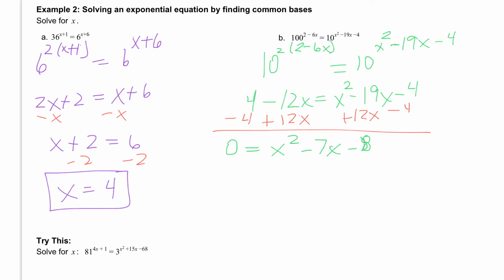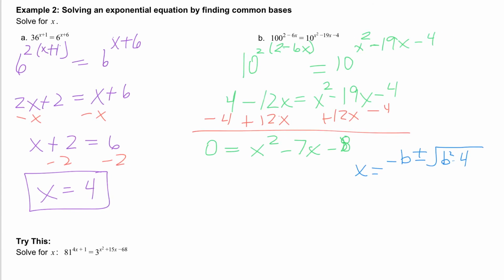And from here I have two options. I can look to factor it, or I can use my quadratic formula. Now, if I use the quadratic formula, let me refresh your memory on what that is. Your quadratic formula says x is equal to the opposite of b plus or minus the square root of b squared minus 4 times a times c, all divided by 2 times a.